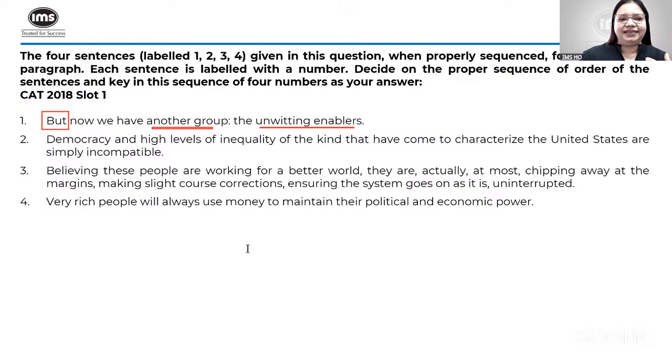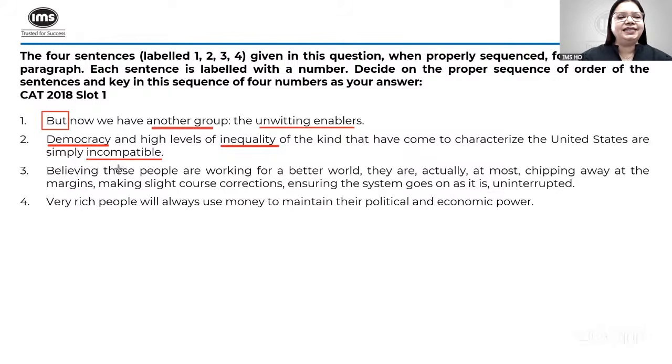When I read the second sentence, I find that we're talking of democracy and high levels of inequality being incompatible. Now, what do you mean by incompatible? They just don't agree. You can see that democracy is one that gives political equality, legal equality, if nothing else, right? Definitely, in a democracy, everyone has equal voting rights, everyone is regarded equal in the eyes of law. Correct? So it's about equality. But there are high levels of inequality too, particularly in the US currently, and they don't agree with each other. They are inconsistent. They don't match each other.